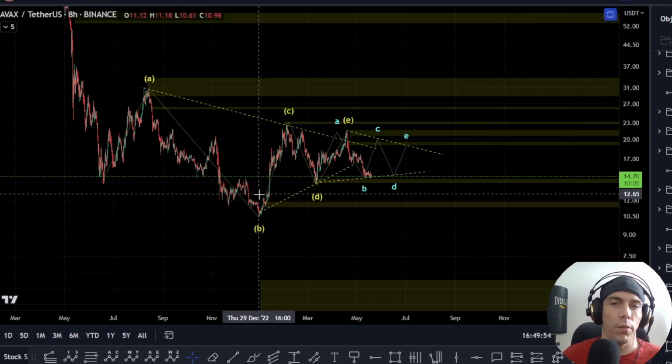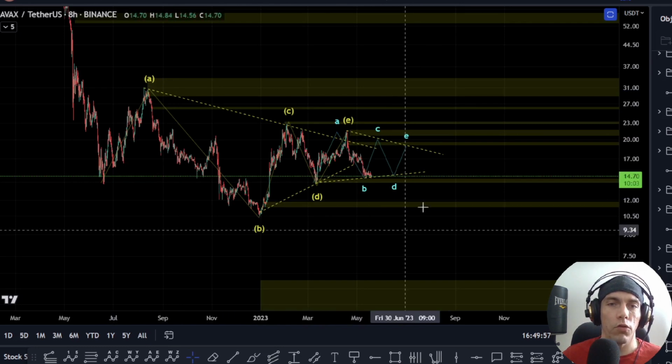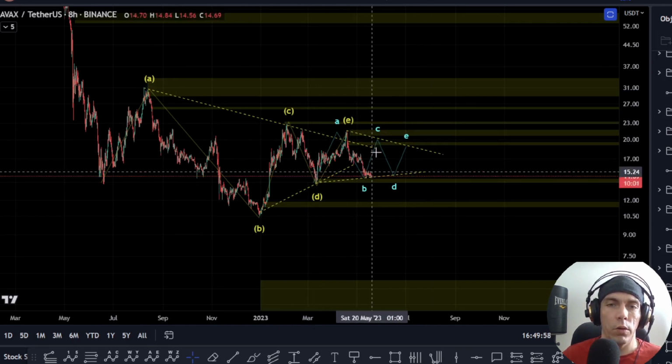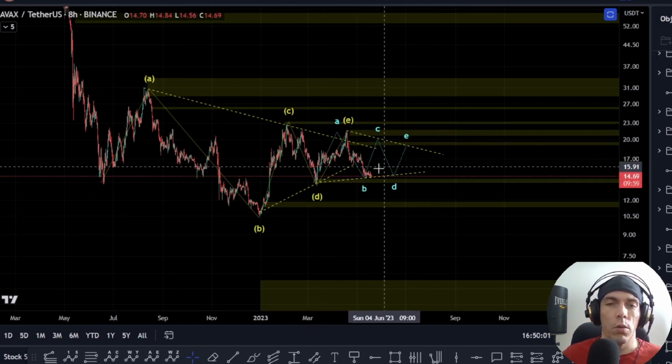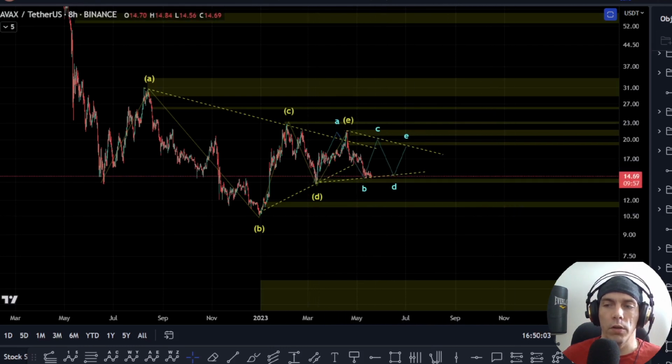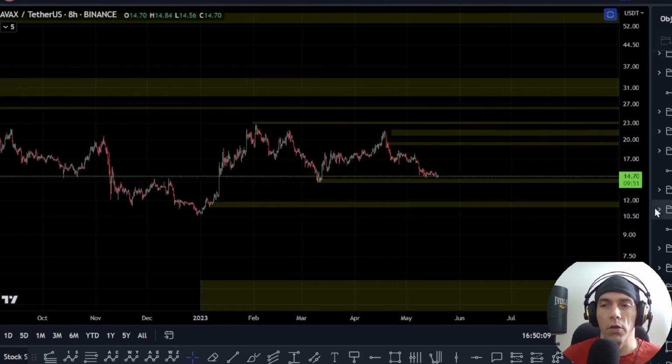There is also the potential that we could be stuck in a bigger triangle here, and we could be even looking to form this E wave here. So we're going to go over the counts and talk about the shorter term stuff. And like I said, if you haven't checked that video out, check it out for more information on what we're talking about here.